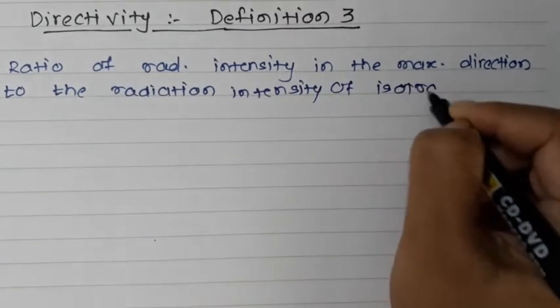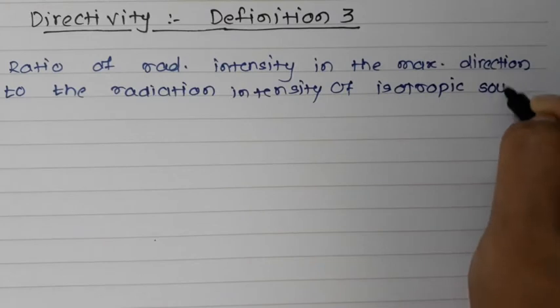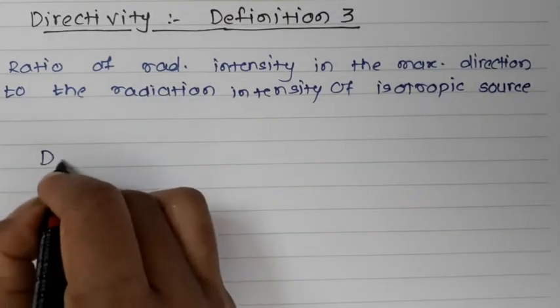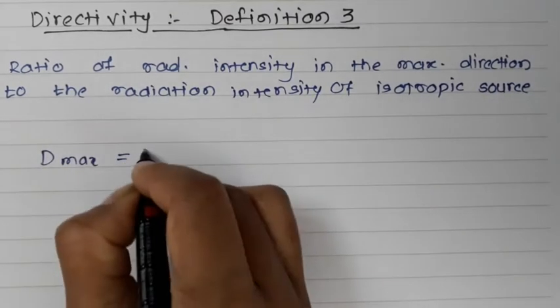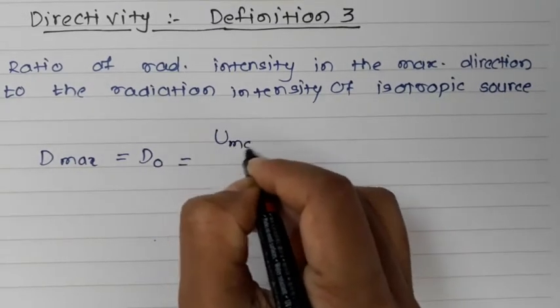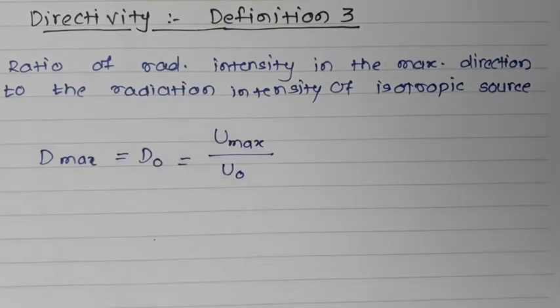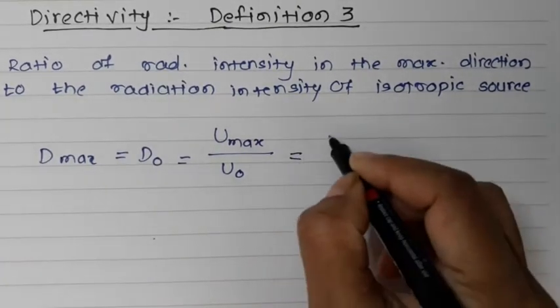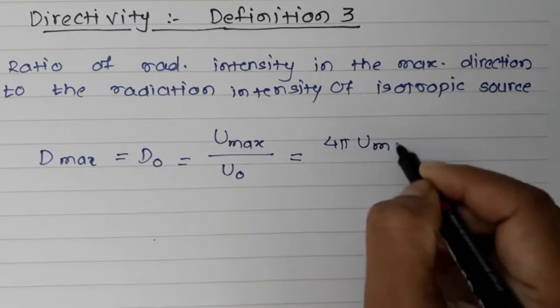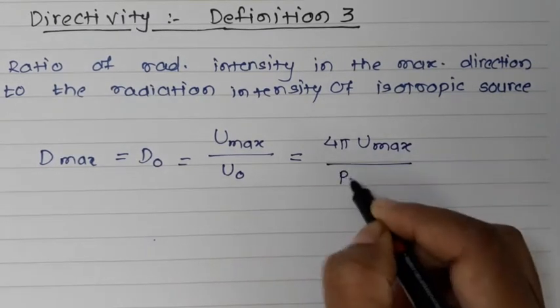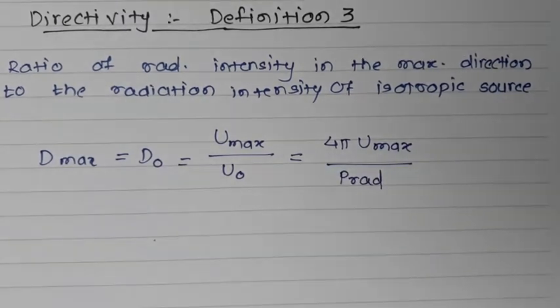Mathematically, D max is equal to D0, which is U max divided by U0. Now U0 is the radiation intensity of an isotropic antenna, so this will be 4 pi U max divided by P radiated. So this is the third definition.